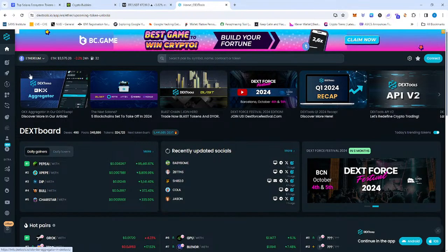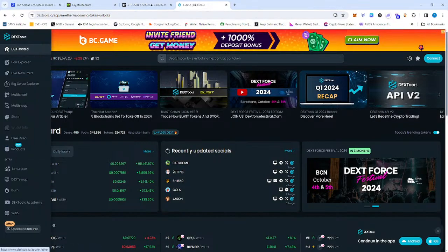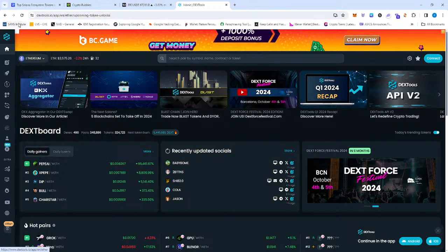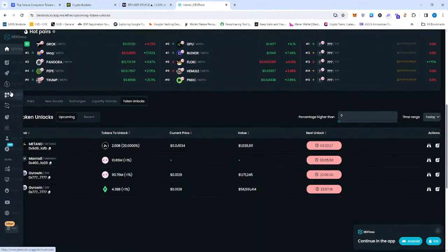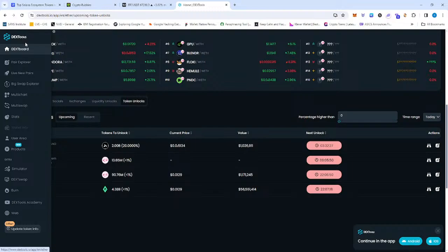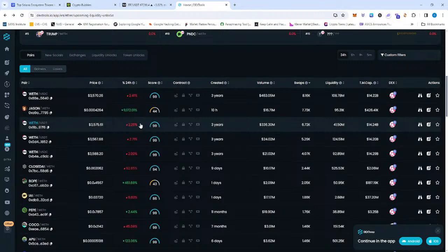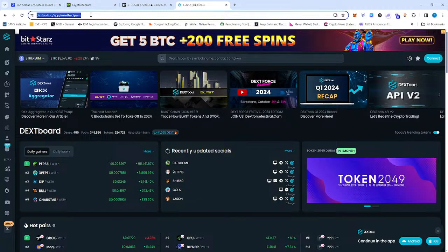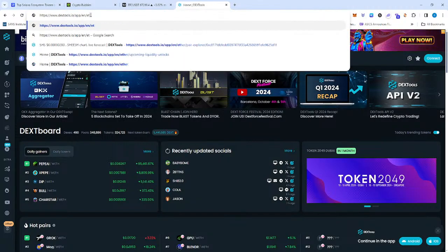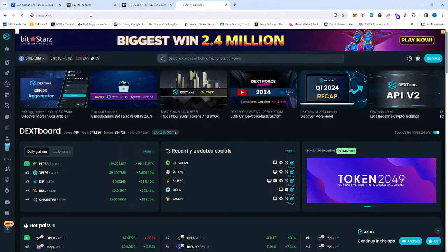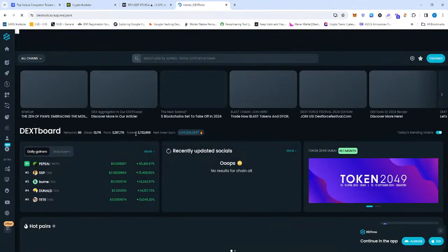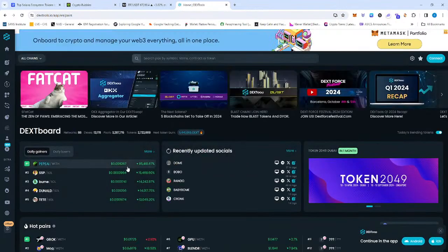And let's see here. So this is the, no, it's not the front page. Hold on. Back. So this is the main page right here. As you can see, it has everything, all the token movers and whatnot.